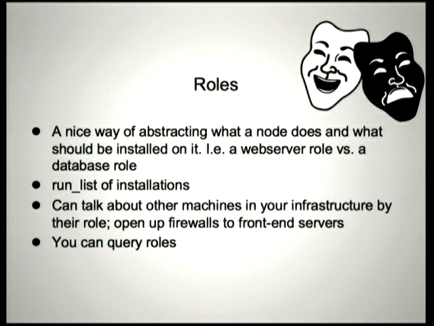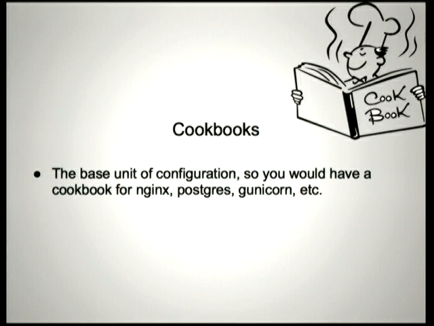It can talk to other machines in your infrastructure by their role. So I can open up the firewall in my database to all of my front-end web servers in that role. So that's how you can use Chef to have a global view of your system. In your actual code, you can use these roles to talk about how you want your servers to interact. And finally, you can query over the roles to grab all of your front-end web servers and do something specific to them or have them do something, I don't know. Cookbooks. Cookbooks are the base unit of configuration.